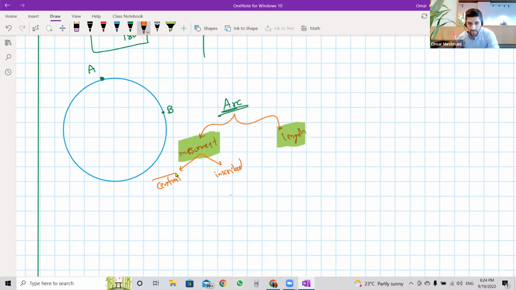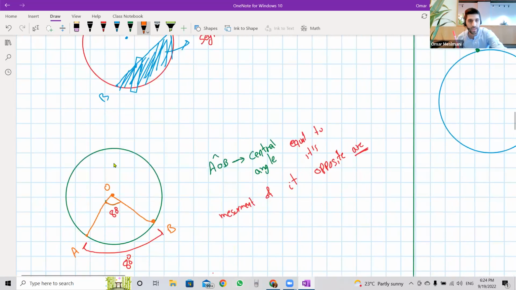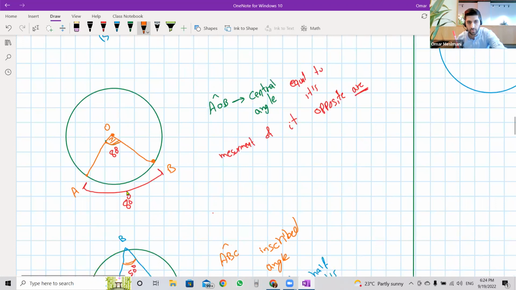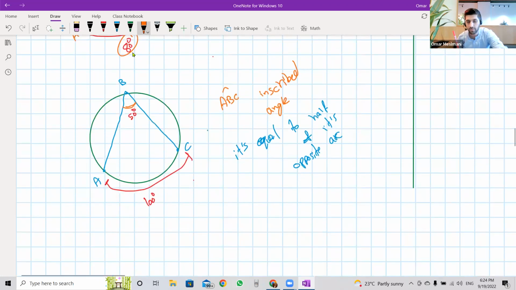Either I have a central angle, and whatever the central angle is, the arc will be the same measurement. So either you look for a central angle or an inscribed angle. If you have an inscribed angle of 50, it means the arc is double of it, 100.